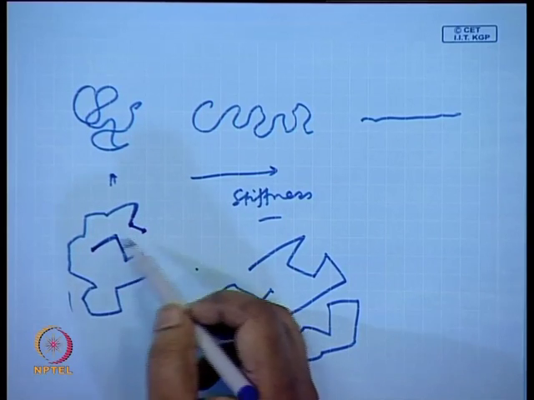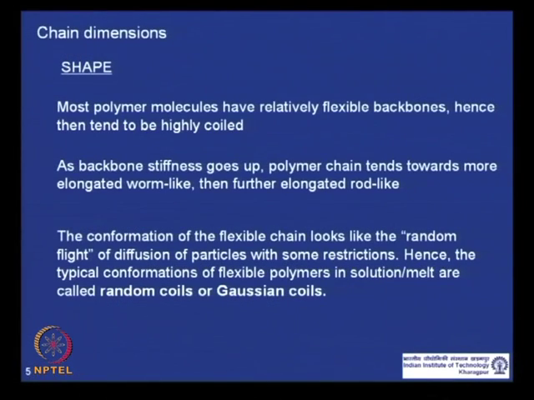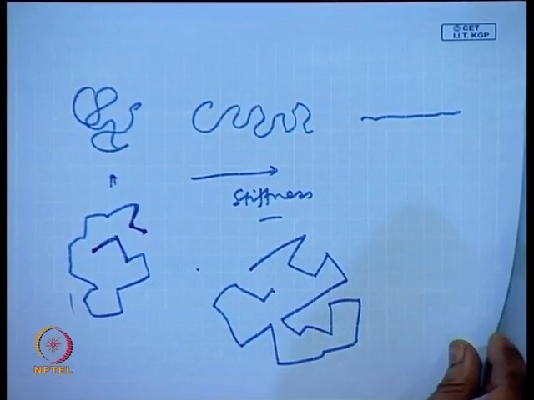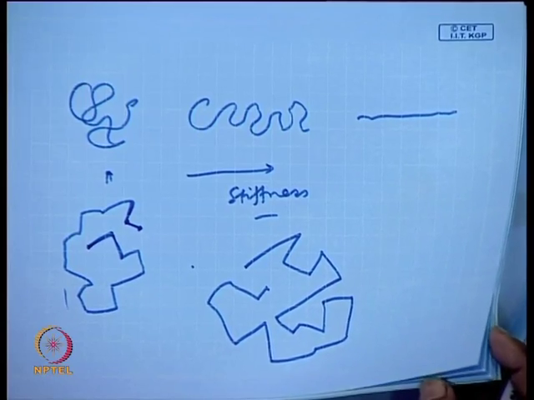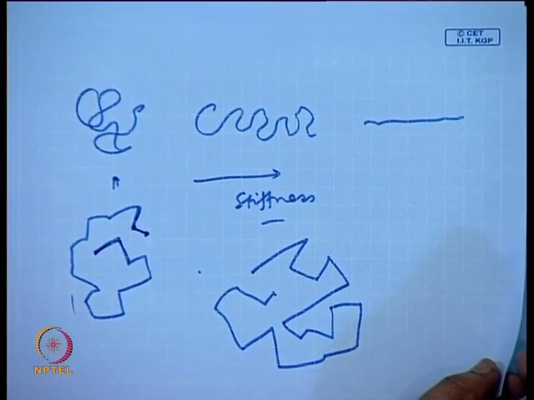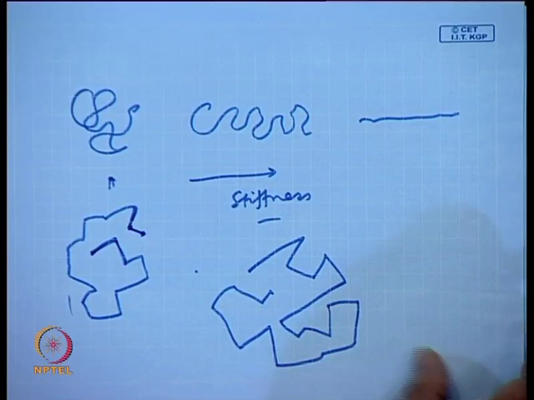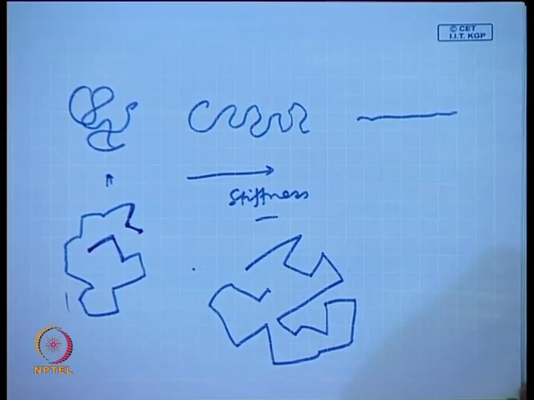Because it takes a random walk or random flight, we call the conformations of flexible polymer in solution or in melt random coils or Gaussian coils. Okay. Now, let us talk about size. We have talked about shape: it could be random coil, worm-like, or rod-like, and in most cases the polymers we deal with are flexible enough to become closer to a random coil. So we will discuss only the random coil, not the other two conformations of polymer molecules.